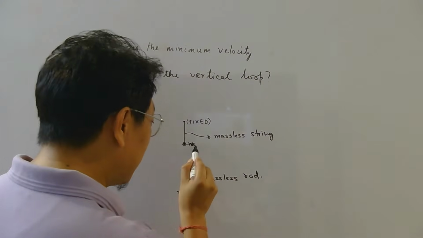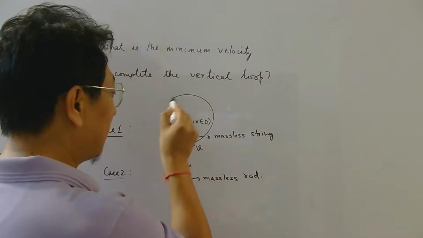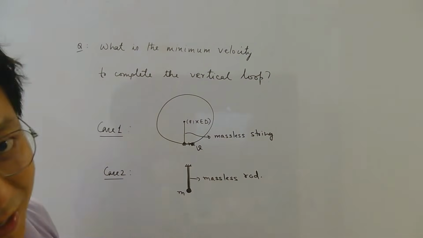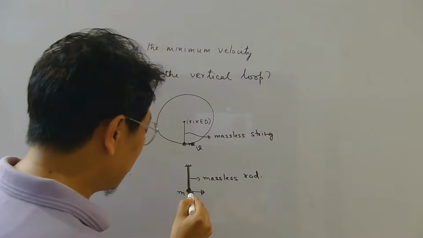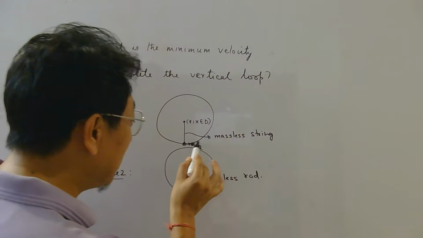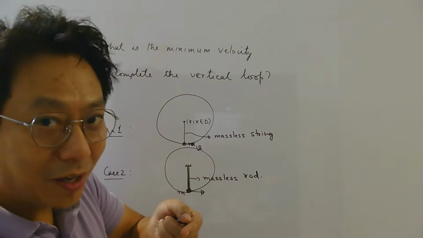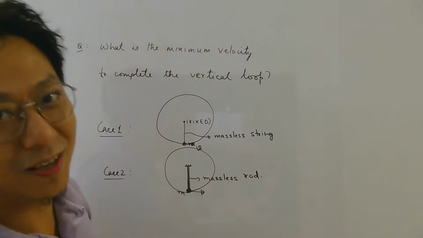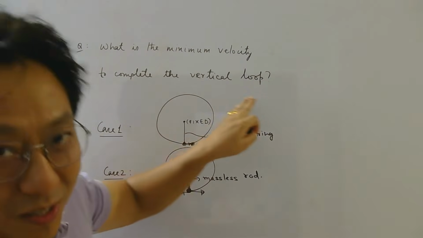But if I give it very high velocity, then you know it is possible that this bob will complete a vertical circle. Similarly here, if you give very high velocity, it is possible to complete a vertical circle. We need to find the minimum velocity that should be given to the bob so that it can complete the circle. So we need to find the minimum velocity to complete the vertical loop. Okay.